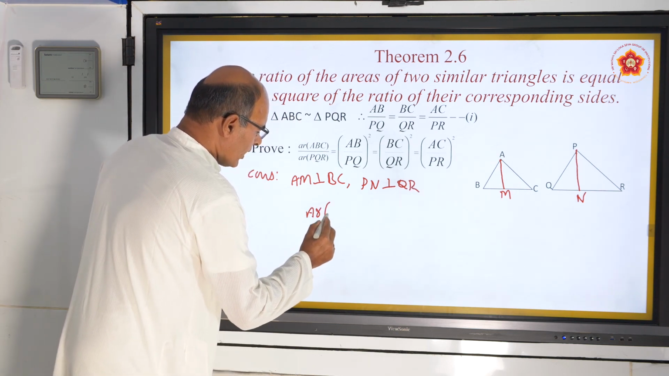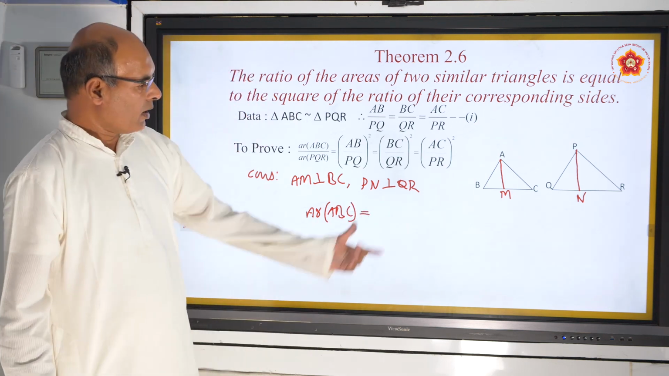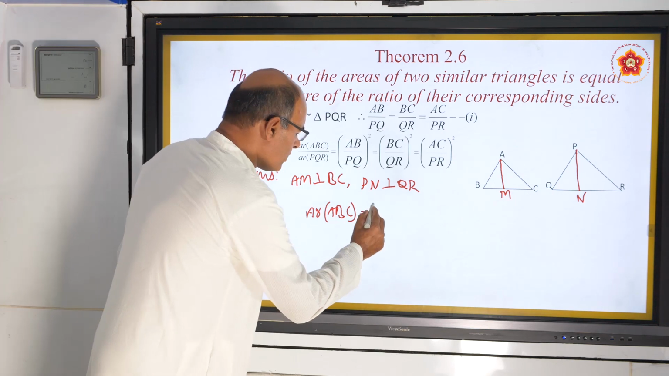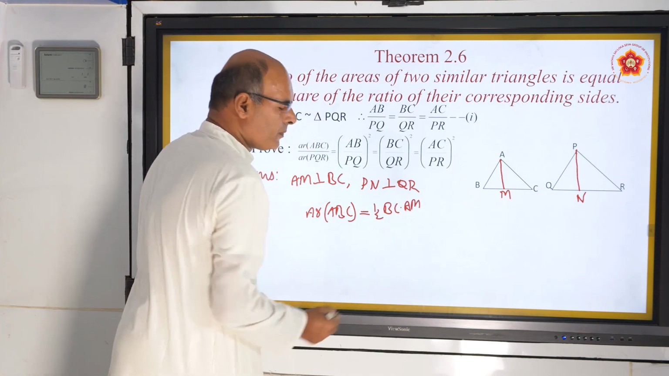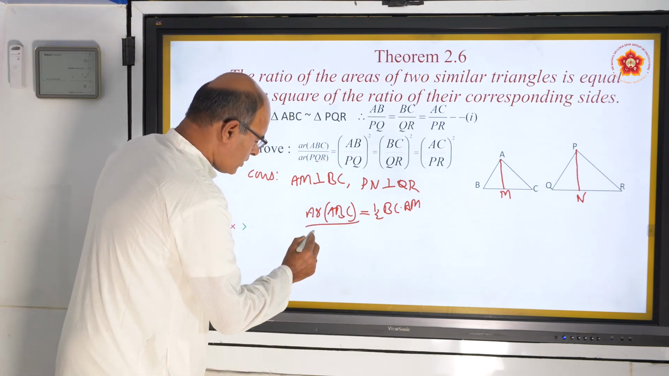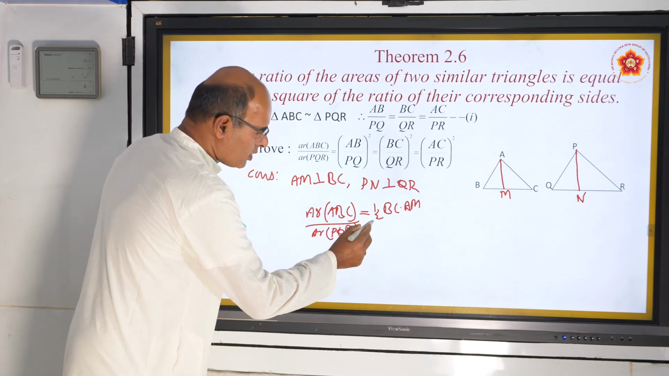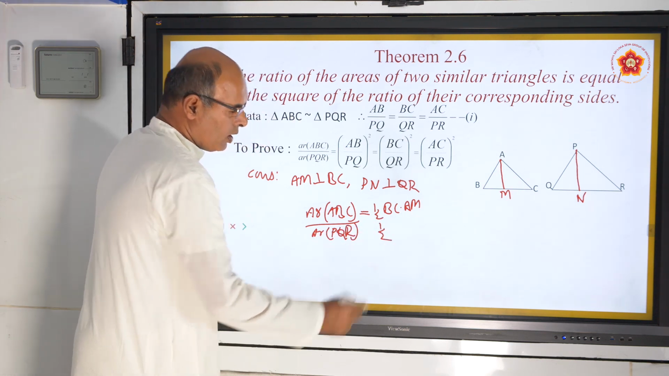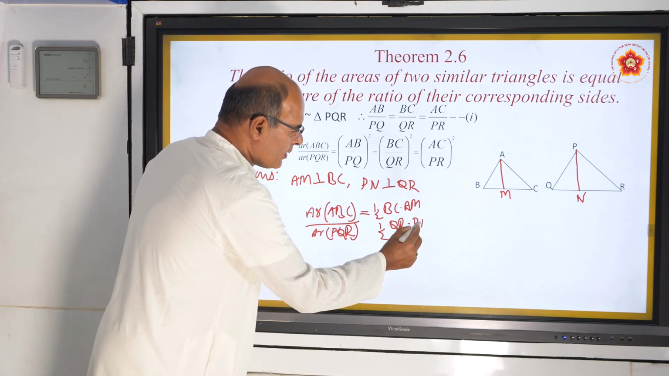So area of triangle ABC is half into base into height, half into BC into AM. Now write the area of the second triangle. Area of triangle PQR is equal to half into base, which is QR, and height, which is PN.